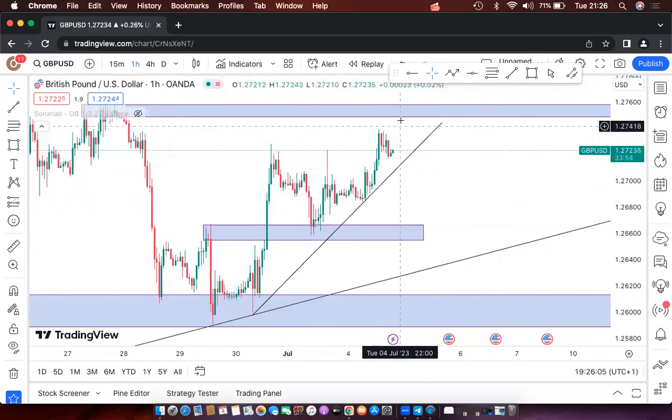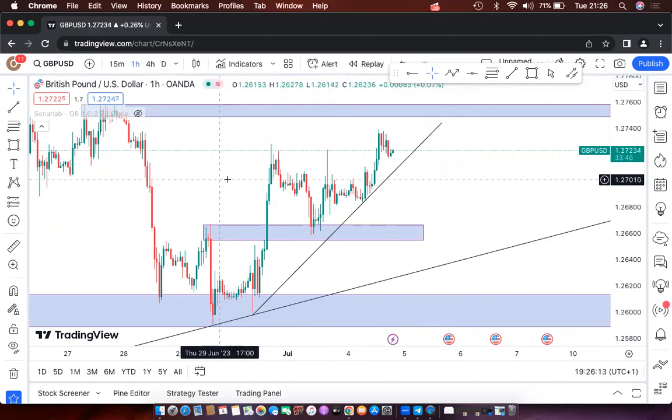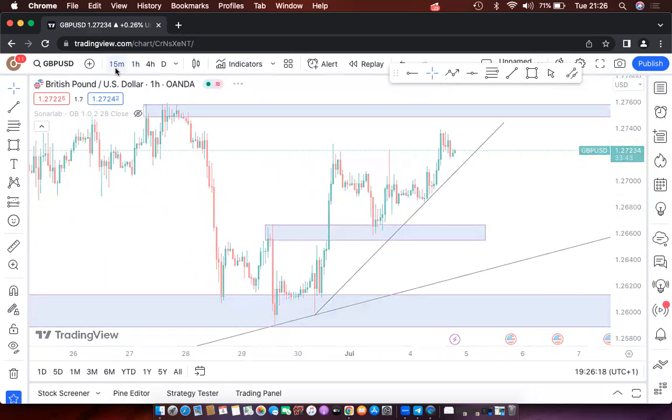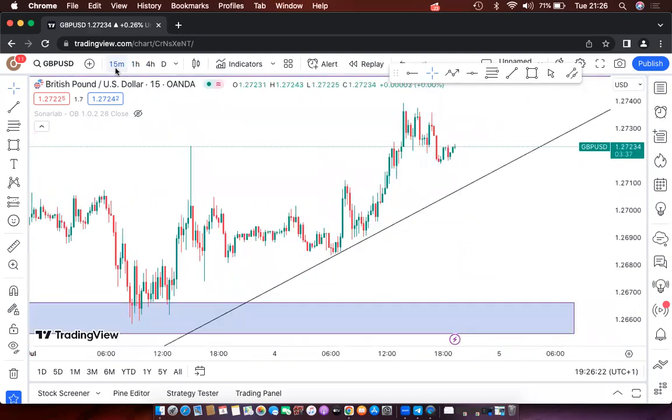Once the market pushes up to this area, it may consolidate, right? And break, retest, and maybe sell. But right now we're still in an uptrend. Let's drop down to the 15-minute to see how it's going to move in the Asian session. We predict how it's going to move.